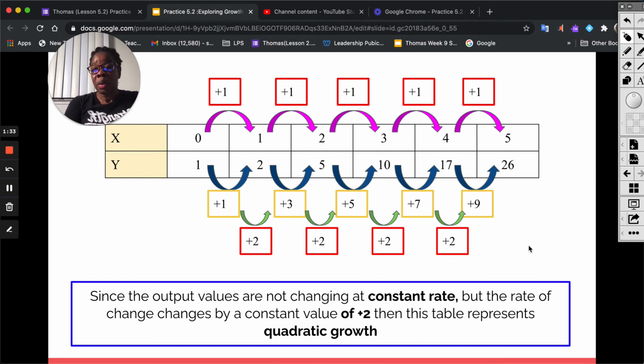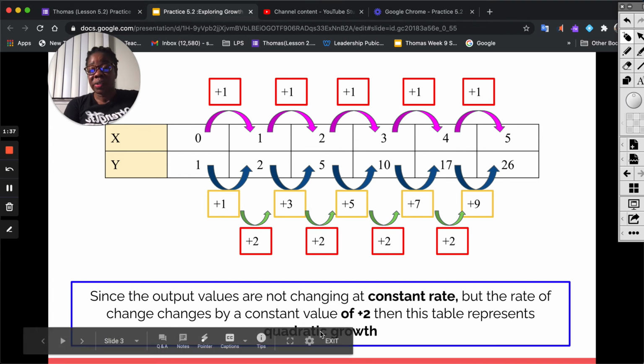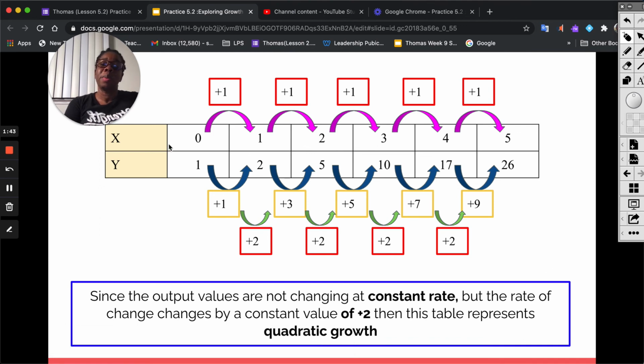And remember, what we said about quadratic growth is that quadratic growth shows this kind of constant change in the rate of change, but also one thing we know about quadratic, which we're going to continue to explore, is that there's a squared term in the pattern. So x squared plus what's going on here. So we're going to learn how to figure this out.